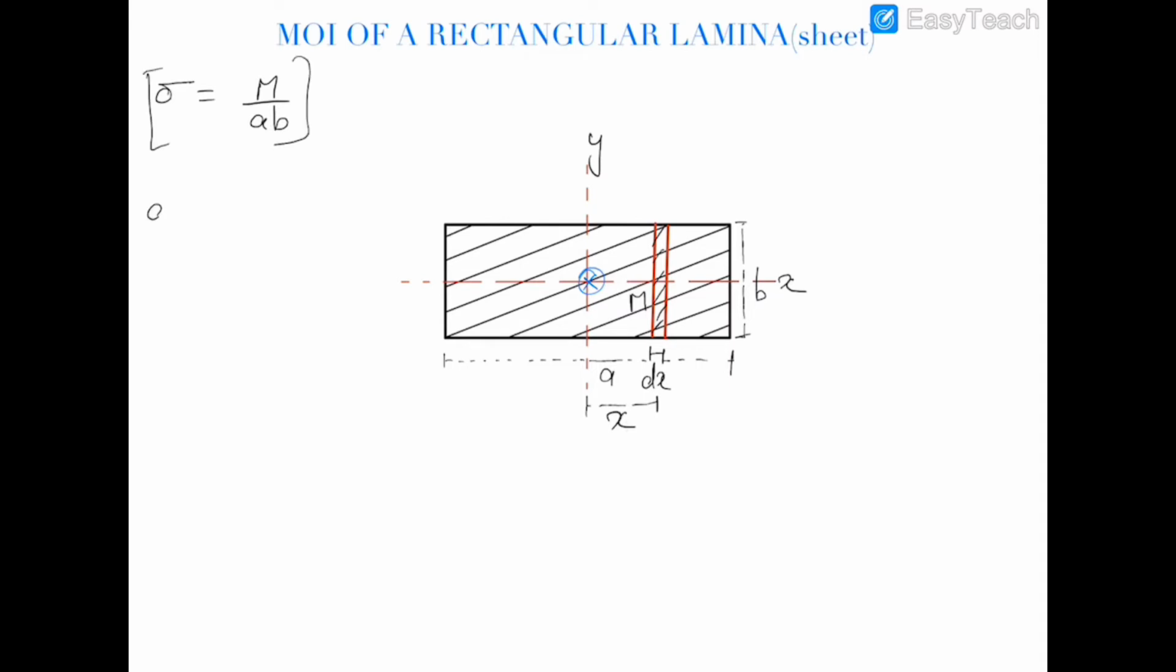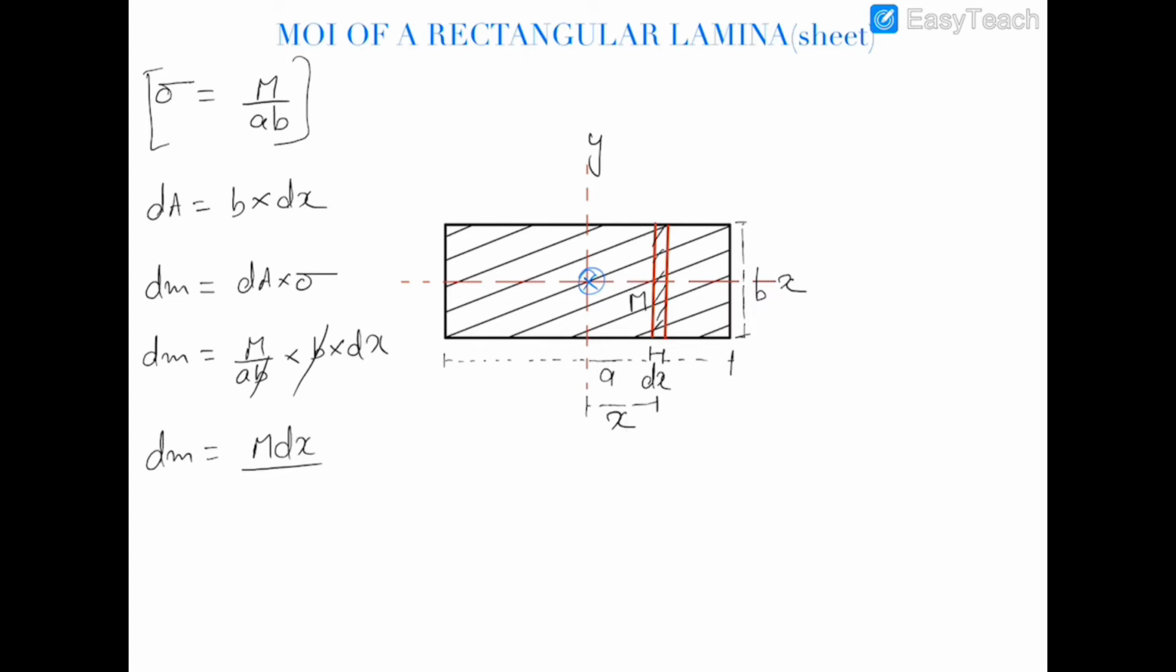Now the area of this element, dA, would be its length b into its breadth dx. So this is the area, and the mass of this element, dm, would be dA into sigma. So dm is equal to M upon AB into dA, which is b into dx. Therefore dm is equal to M dx upon a. This is the mass of this element.